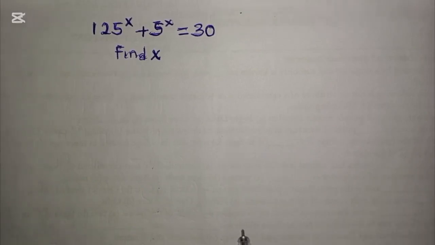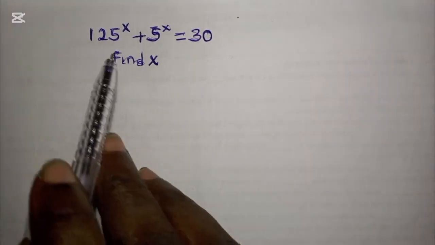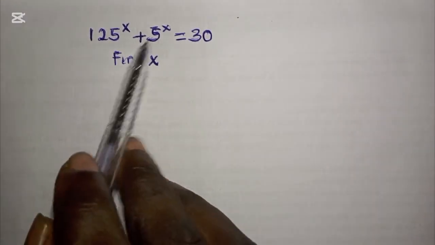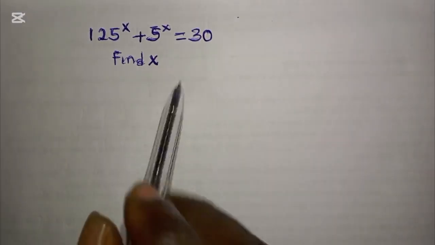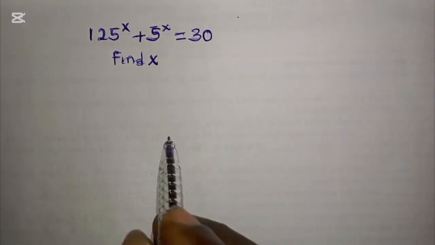Let's look at this Olympiad question. The question says 125 raised to the power of x plus 5 raised to the power of x equals 30, and we are to find the value of x.